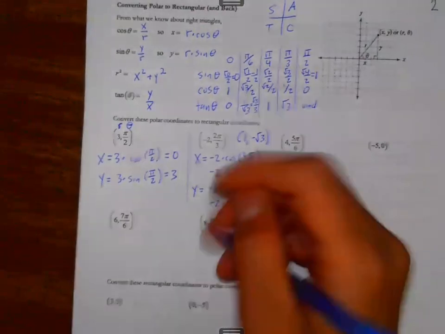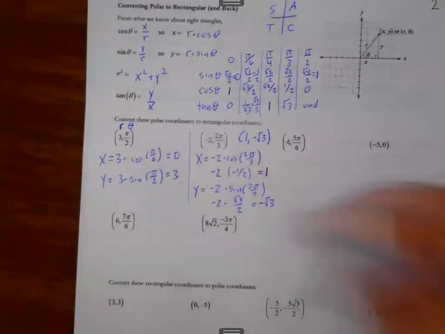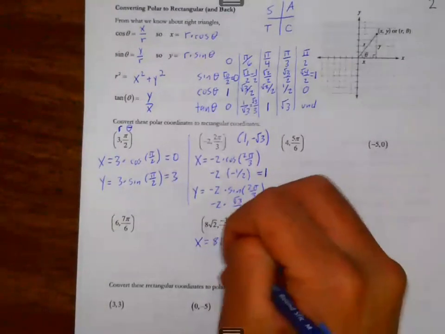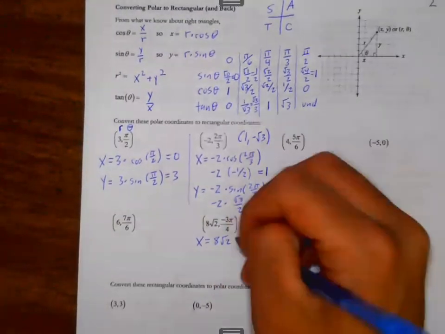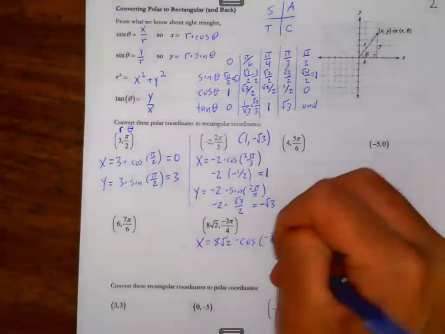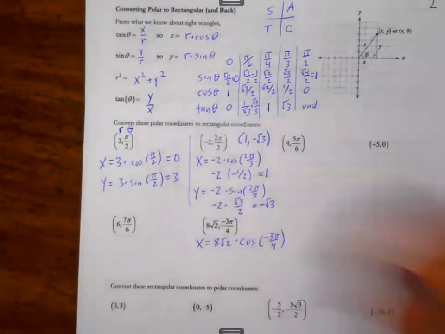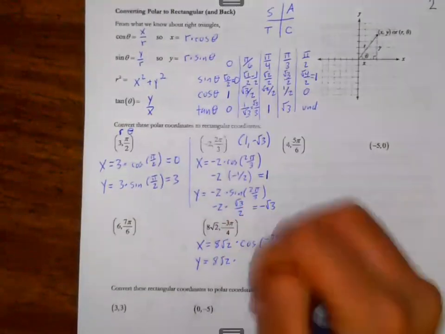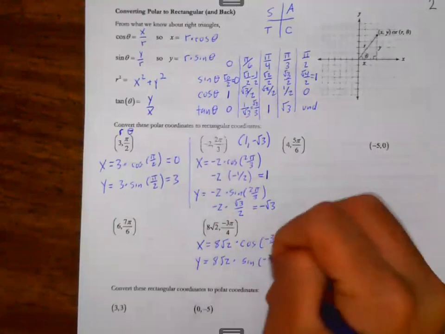So, all right, just one more polar to rectangular. x is equal to r, so r is 8 root 2 times, x goes with cosine, so the cosine of negative 3 pi over 4. And then y would equal 8 times root 2 times the sine of negative 3 pi over 4.